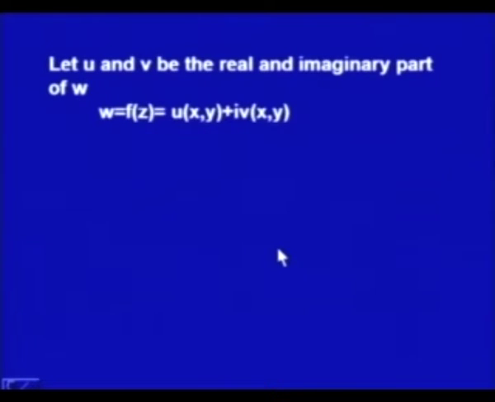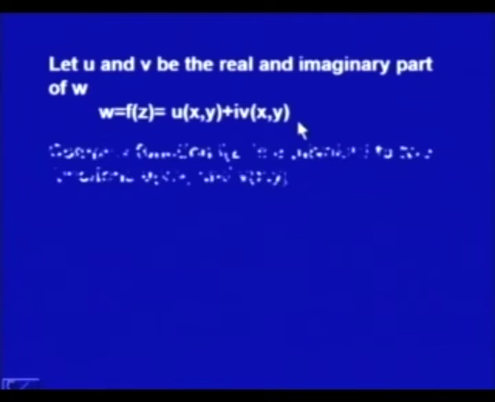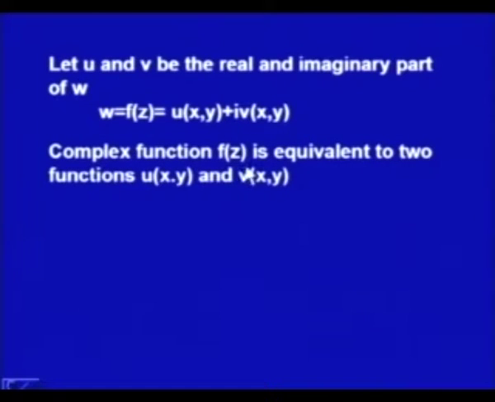Let u and v be real and imaginary part of w, then we write w is equal to fz is equal to u plus iv. Normally u is a function of x and y and v is also a function of x and y. So w also has a real part u x y and imaginary part v is also a function of x and y.